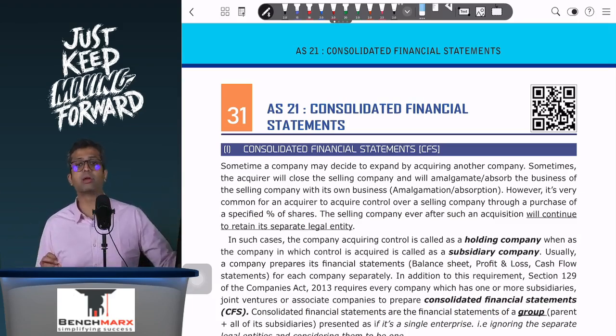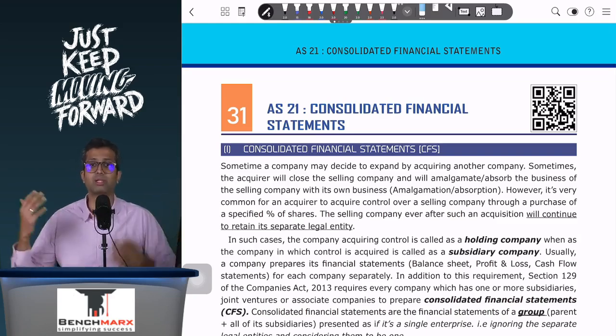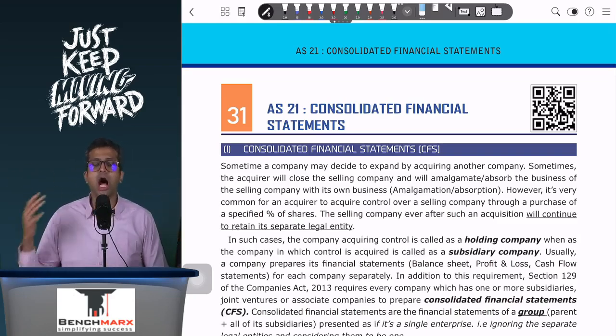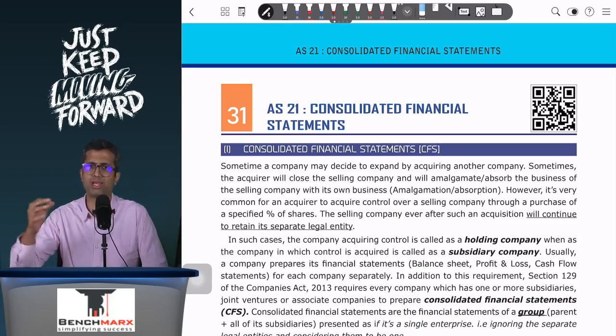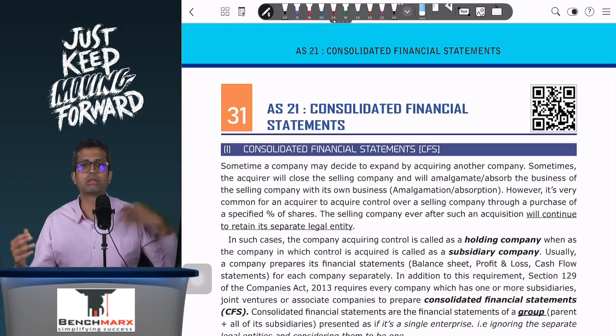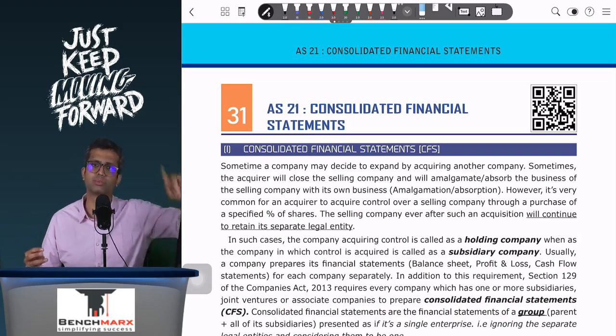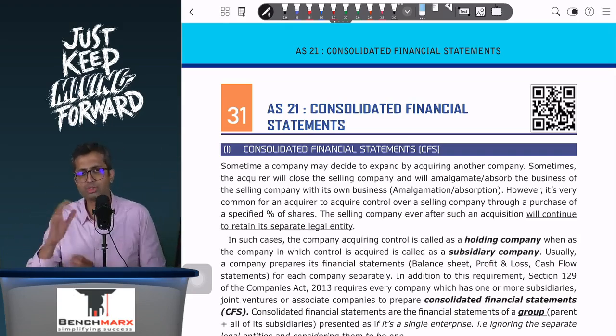Now practically, companies like Tata Steel and Reliance have hundreds of subsidiaries. Tata Steel, for example, has close to 600 different subsidiaries. However, from your CA Inter perspective, you will be asked a question of maximum one parent and one subsidiary. You will generally not have more than one subsidiary. More than one subsidiary will go into your final CA. Hence, we will focus on consolidated financial statements in case there is a single subsidiary.